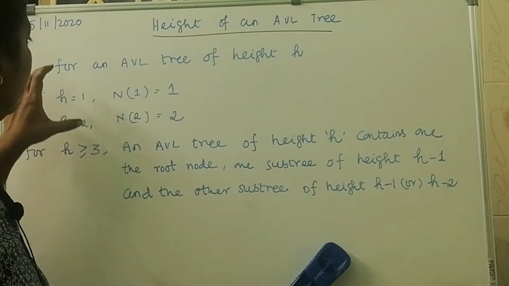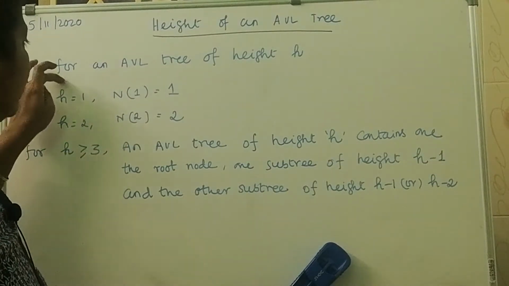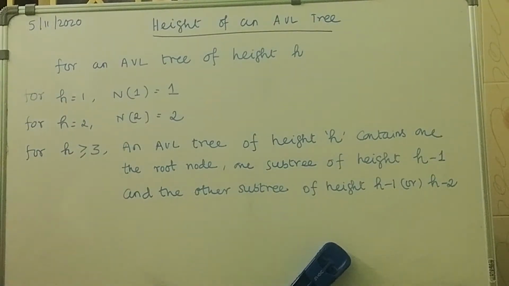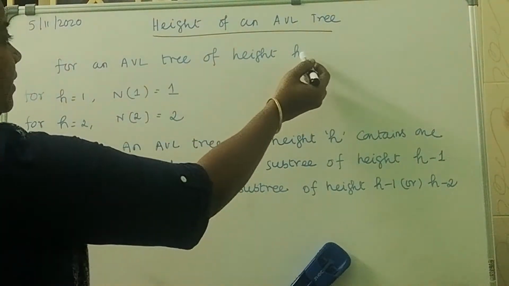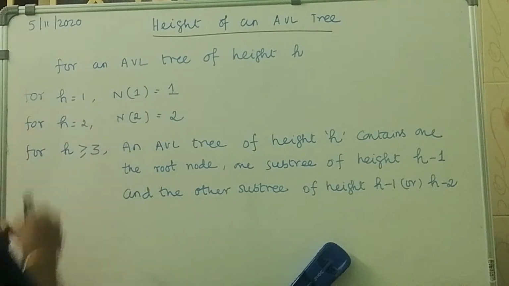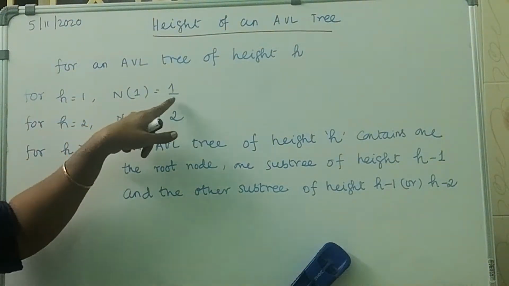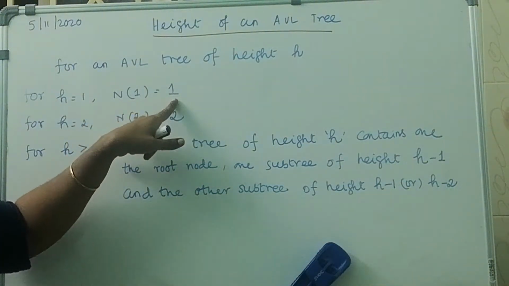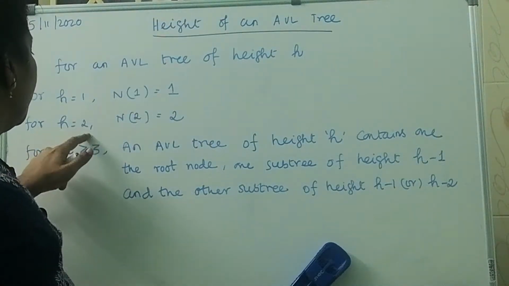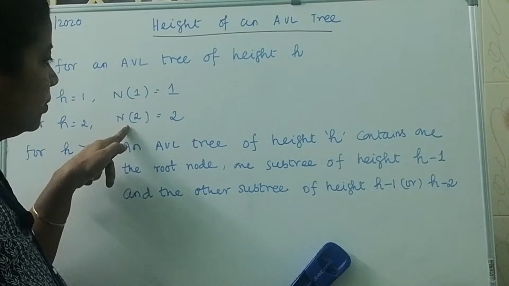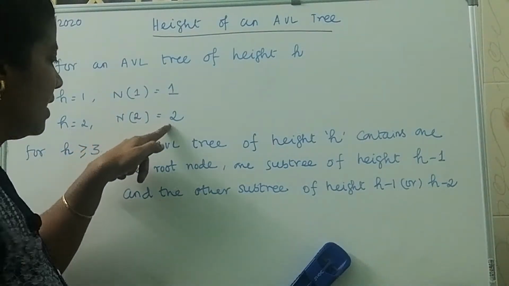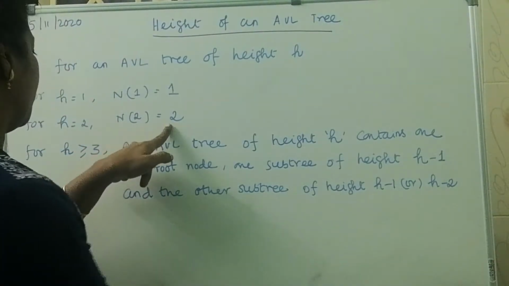Let us continue. We have already seen that for an AVL tree of height h, for h equal to 1, the number of nodes is nothing but 1. For h equal to 2, of height 2, the minimum number of nodes that an AVL tree can have is 2. So 2 nodes are possible.